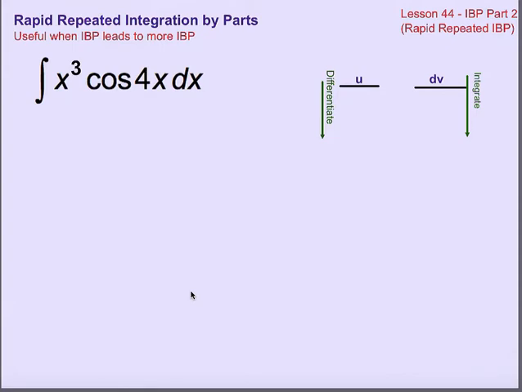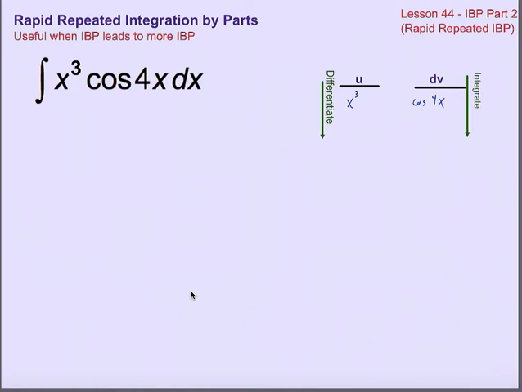We start by looking at the integral and identifying the u and the dv, the factor that will get more simplified when we differentiate it. That'll be our u. So I'll put it in my u column. And then the factor that can be integrated easily, cosine of 4x dx. And you'll see with this one, we don't really need to include the dx's when we're doing the rapid repeated integration by parts because of the shortcut we're taking.